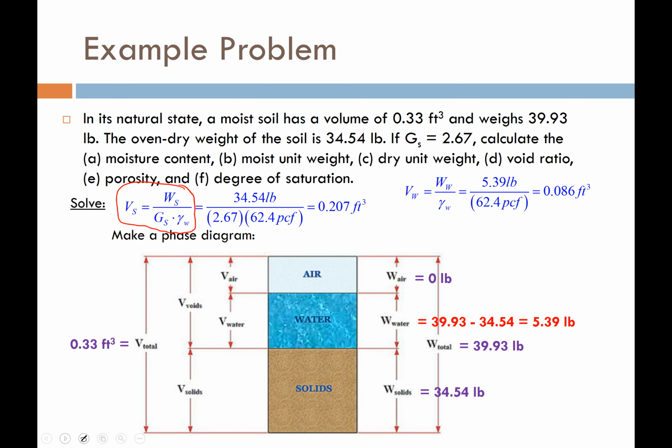I'm going to use my other trick equation to solve the volume of water, as you can see right here. So here's my trick equation. So now I have the volume of the solids, I have the volume of the water. All I need is the volume of the air, but I have a total volume. So to solve the volume of the air, I just have to subtract the volume of the water and the volume of the solids from the total volume, and that leaves me with the volume of the air. So using the simple math here, we were able to fill in every blank on the phase diagram.